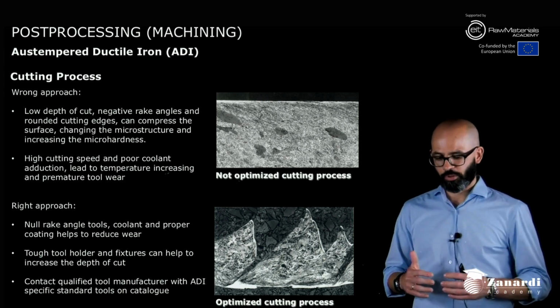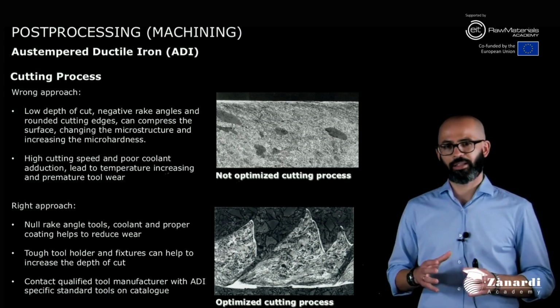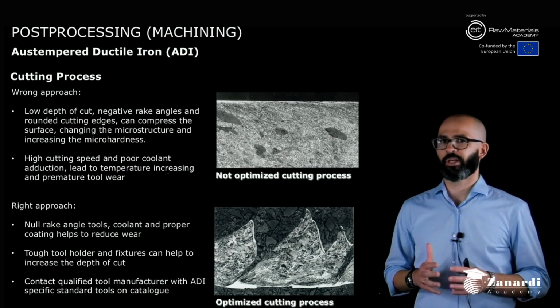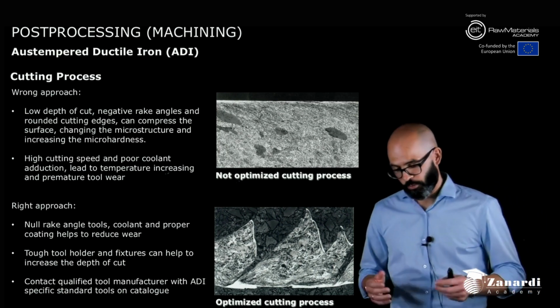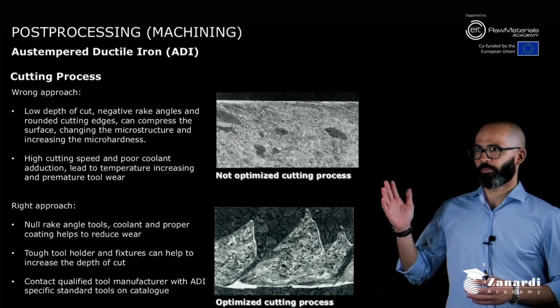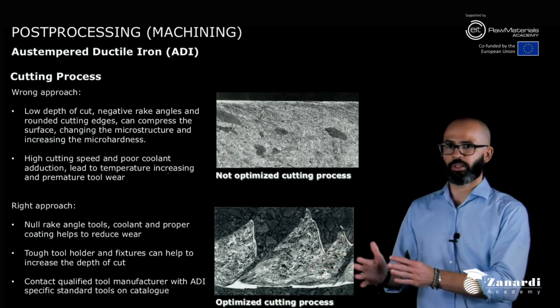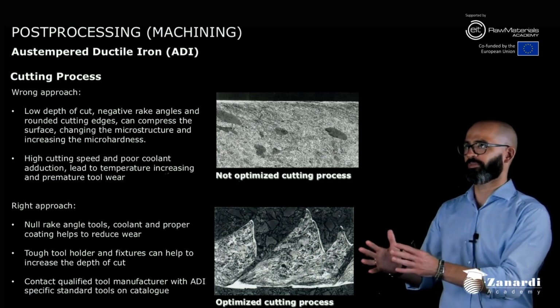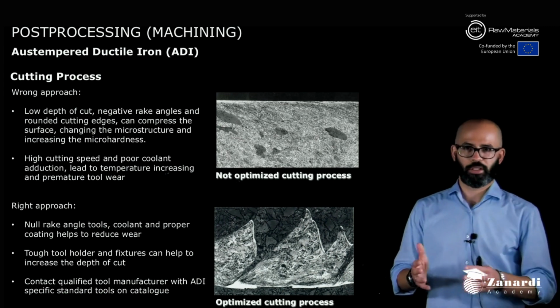Then it's important to have a robust machine to reduce the vibration, because ADI generates a little bit more vibration with respect to steel or ductile iron. And of course, not less important, to use the right tool, by buying it from the right manufacturer or the suggested manufacturer that produces tools for ADI according to its catalog.